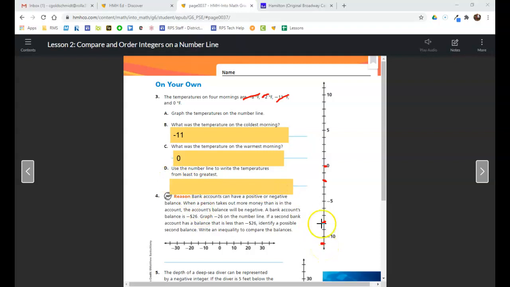Okay, we're going to use the number line to write the temperatures from least to greatest. So we have, remember, we're going to go up this time because it's a vertical. -11, -8, -2, and 0.